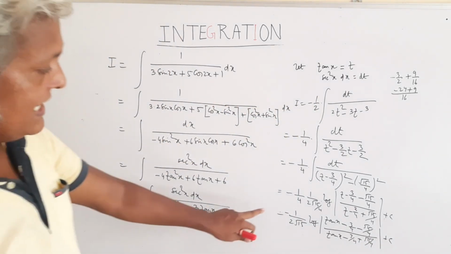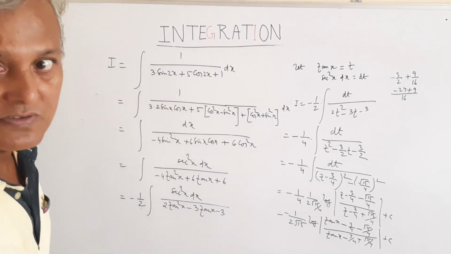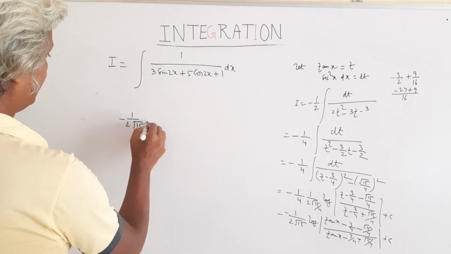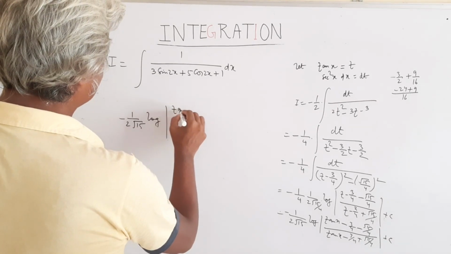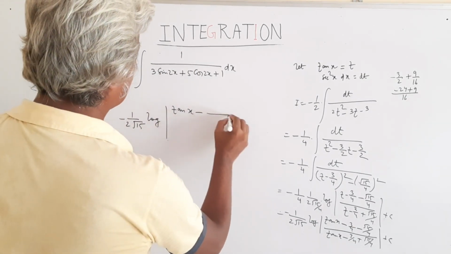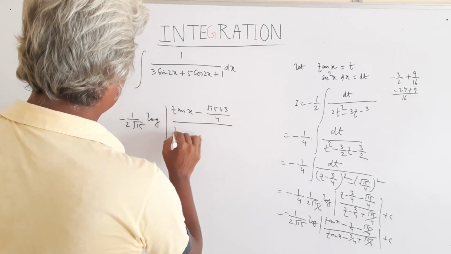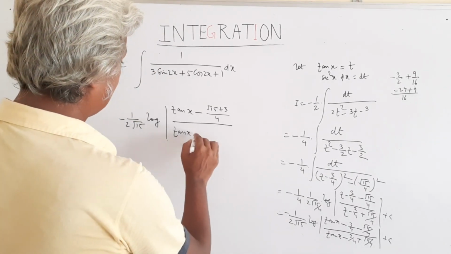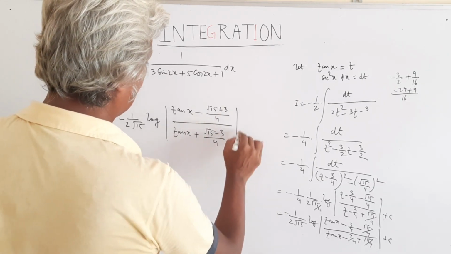So I think the last expression what I have written here you cannot see properly, so I want to write this term here. So let me clear that part of the screen. Our final answer what I have got is minus 1 over 2 root 15 log mod tan x minus, this I can write as under root 15 plus 3 by 4, upon tan x, and then I can write plus under root 15 minus 3 by 4 plus c.